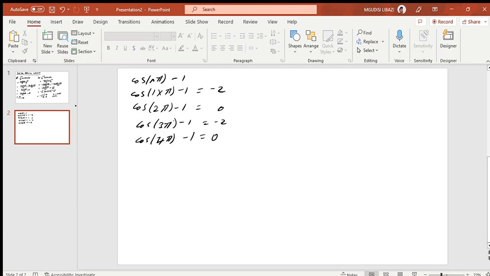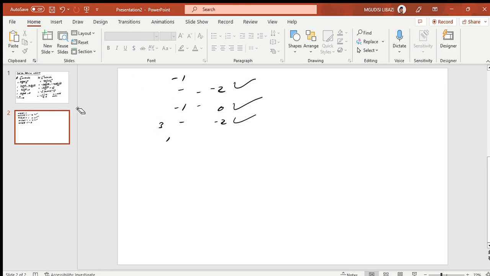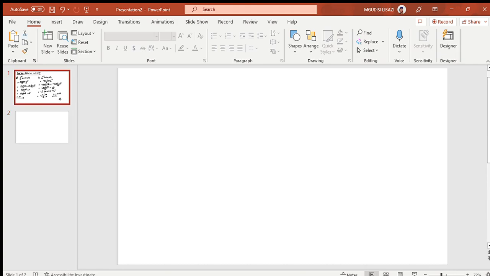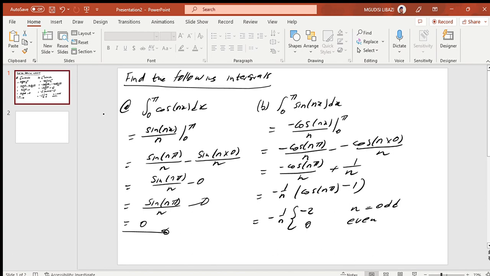So notice that when we're putting the odd numbers there, 1, we get -2. When we put 2, we get 0, which is an even number. When we put 3, which is an odd number, -2, and so on. So that is how you can find those values there. So yes, that's it. Hence now we end up having this. We can say now -1/n multiplied by -2, we get 2/n when n is equal to odd, and 0 when n is equal to even. So that's our final answer, that's our integral there.